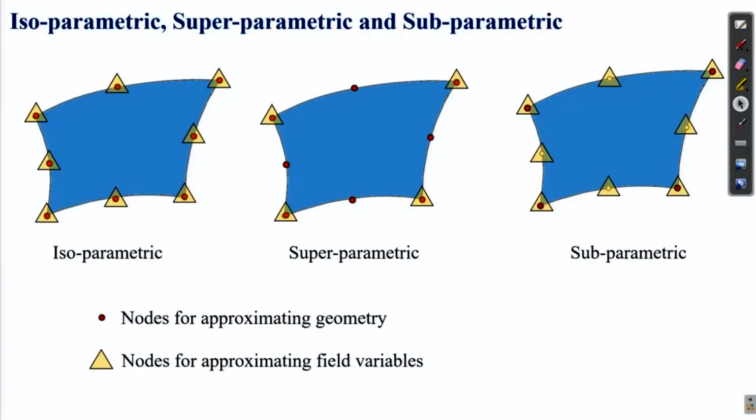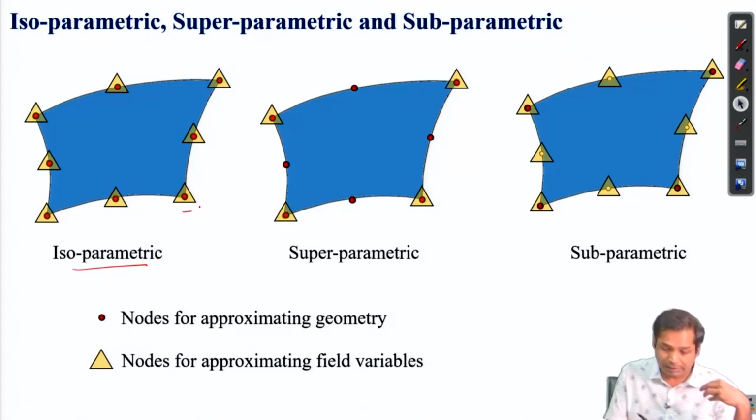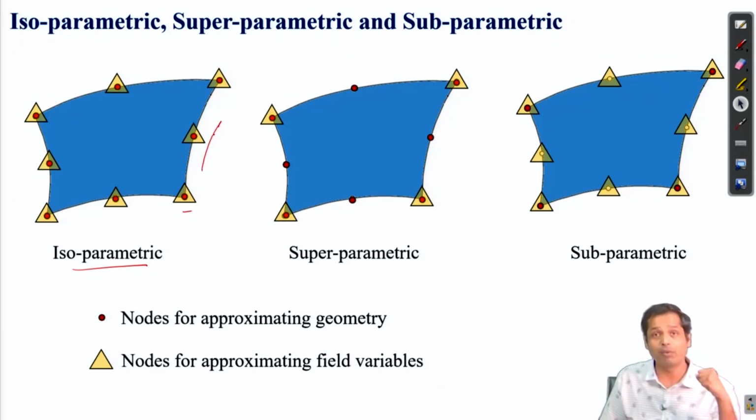For instance, I have three kinds of parametric formulation. The first one is the isoparametric formulation. The red dots are the nodes for approximating the geometry, and the yellow triangles are the nodes for approximating the field variables. You see, in the first case, the isoparametric case, there are three nodes here, which means your approximation is quadratic. So the same level of approximation is used for the field variable and the geometry.